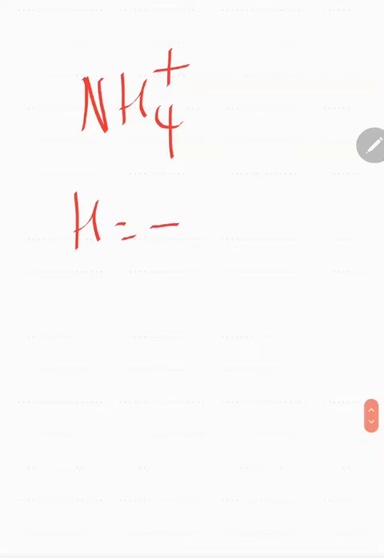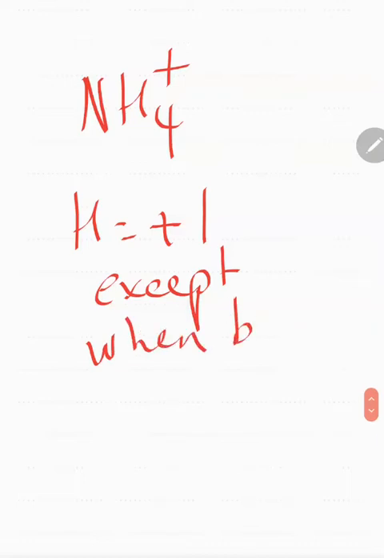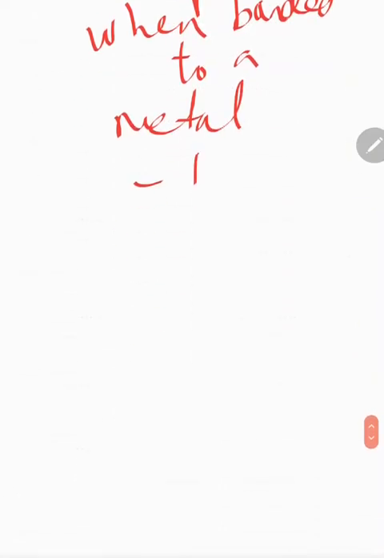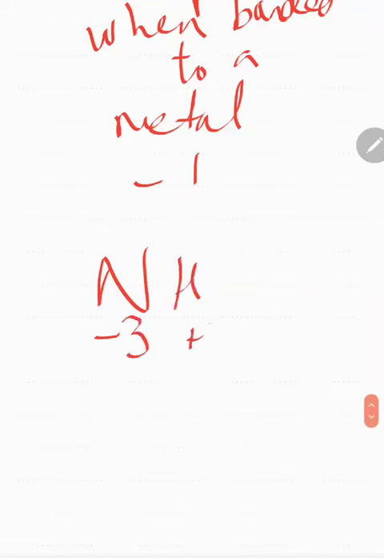Another one, ammonium ion. Hydrogen is +1, except when bonded to a metal, then it's -1. Nitrogen is in group 5, it's -3. 4 hydrogens means +1 times 4. Overall charge is +1.